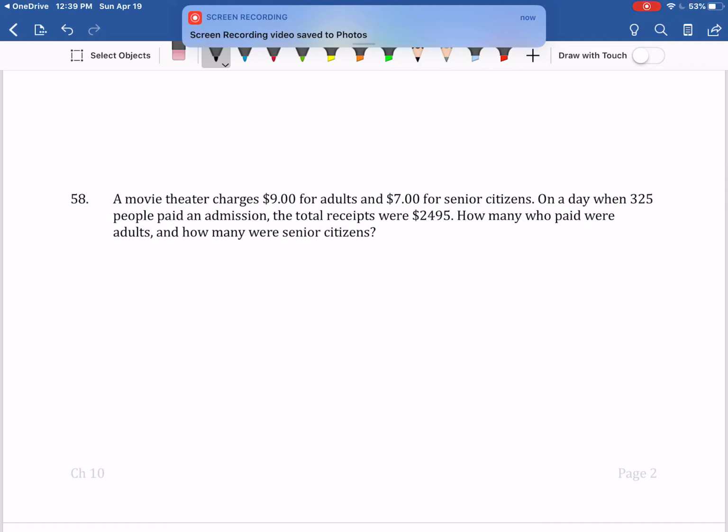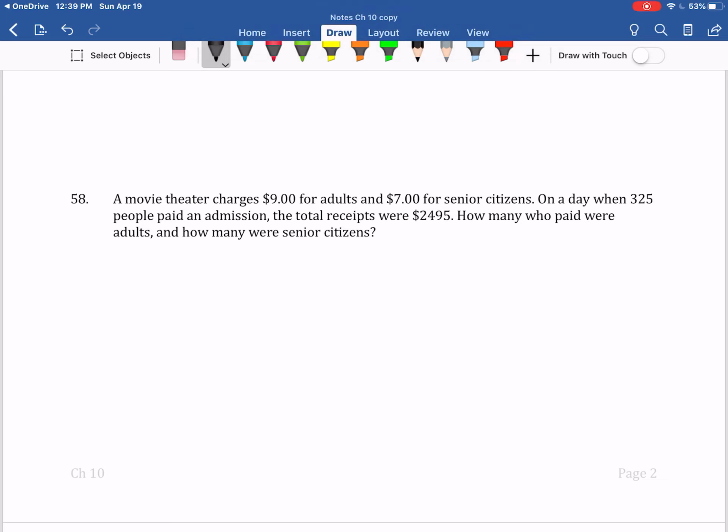You are charged $9 for an adult ticket and $7 for senior citizens. We're not worrying about the children's price right now. On a day when 325 people paid an admission, the total receipts were $2,495. How many who paid were adults and how many were senior citizens?